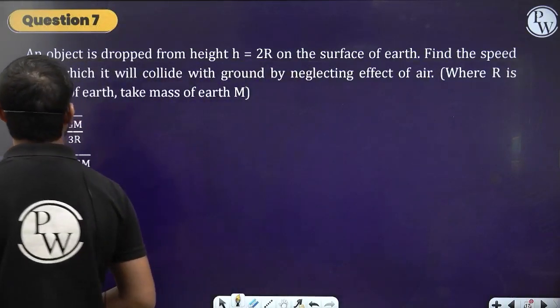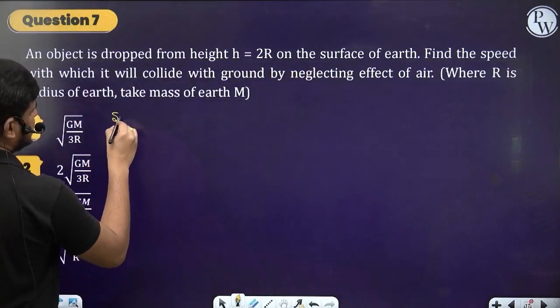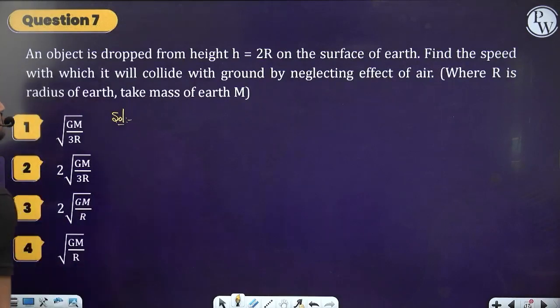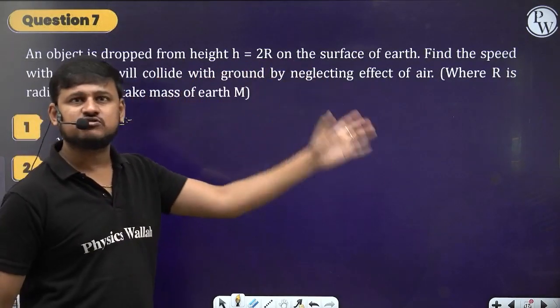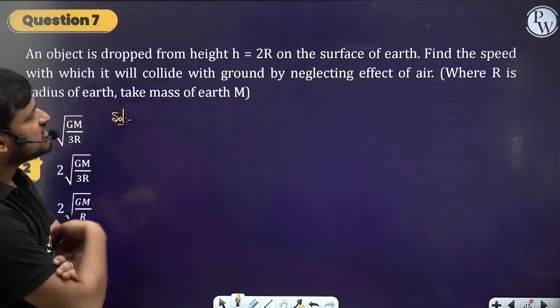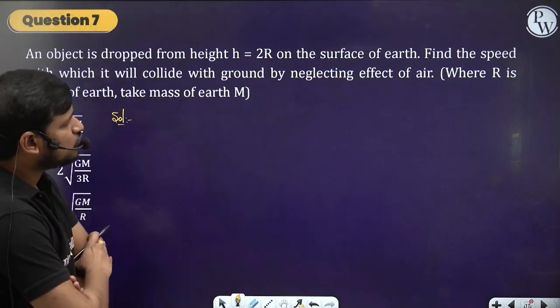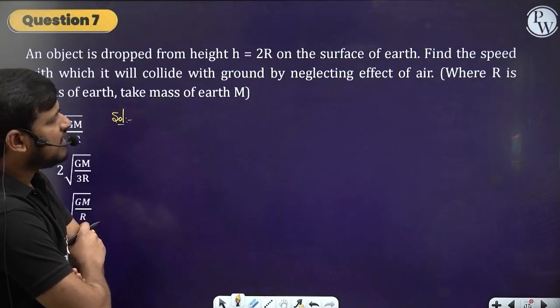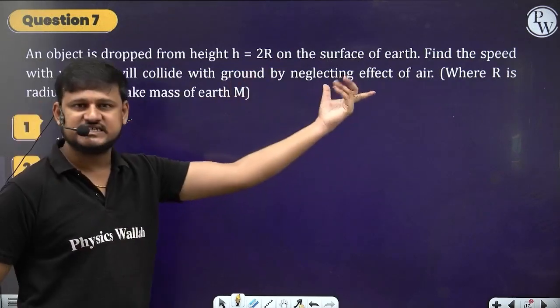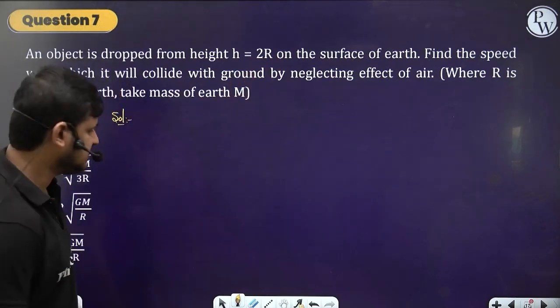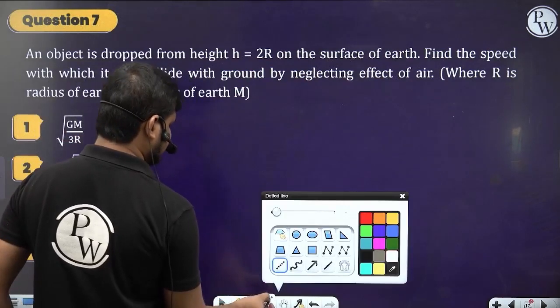See here, what does the question say? First read the question, guys. An object is dropped from h equals 2r above the surface of the earth. Find the speed with which it will collide with the ground, neglecting the effect of air. So there is no air resistance, and we can use the conservation of mechanical energy. First, understand the concept here.